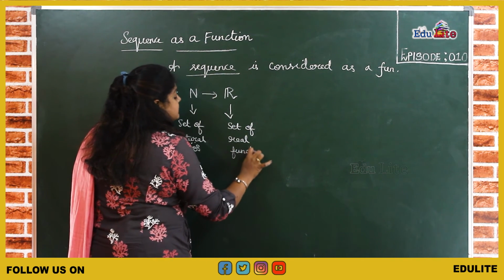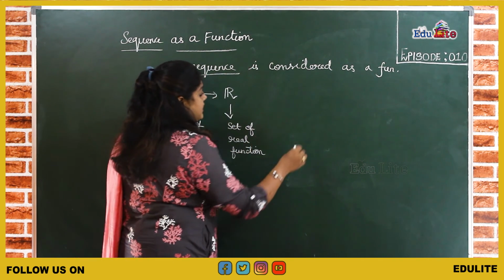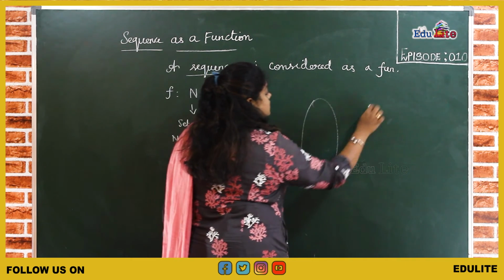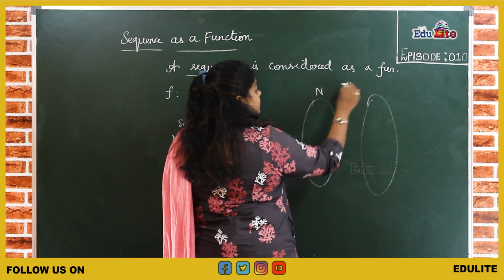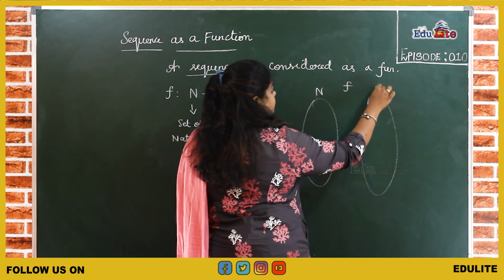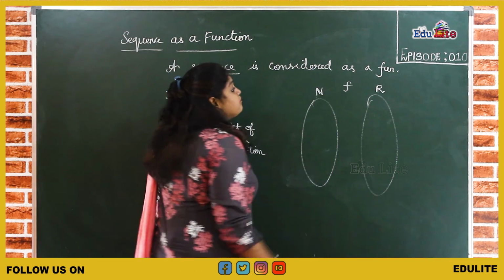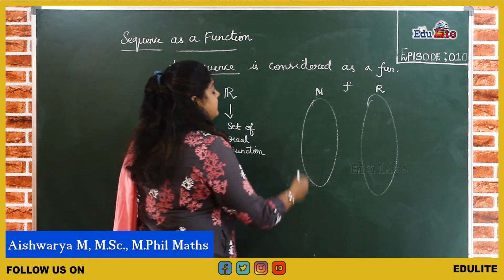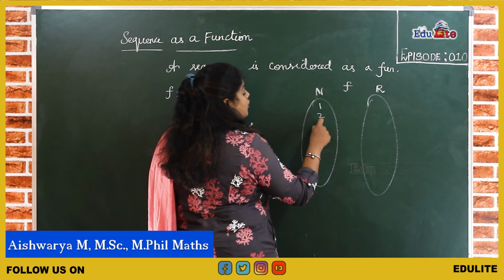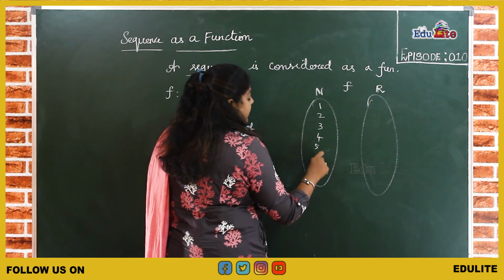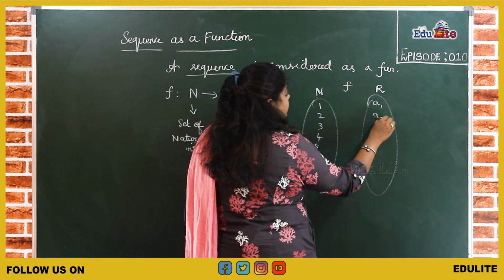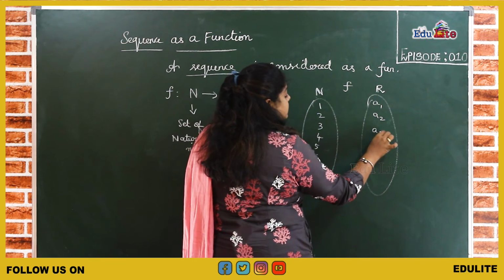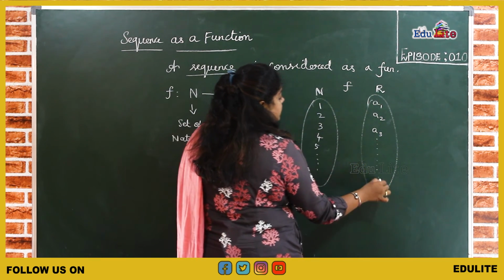So, let us write the sequence as a function in general. We are going to denote it with an arrow diagram. So, f is a mapping from a natural number to a real number. Then only it is said to be a sequence as a function. Natural number starts with 1. We all know 1, 2, 3, 4, 5, etc. It goes on. Real values I am considering in general as a1, a2, which means first term, second term, third term, and it goes on like this.